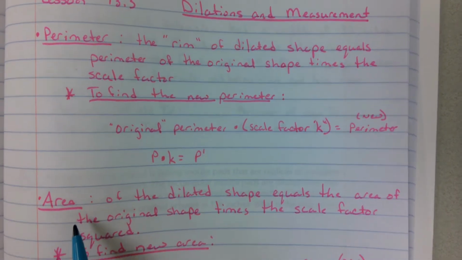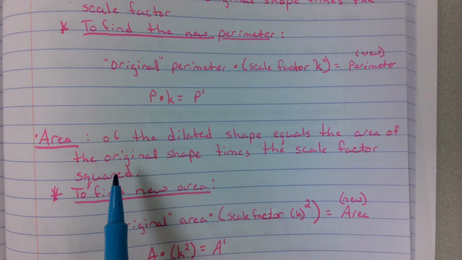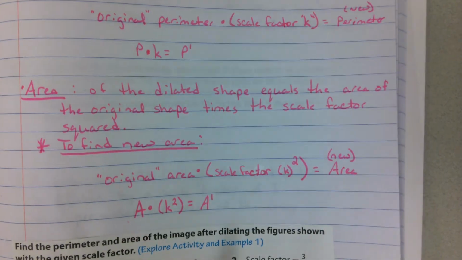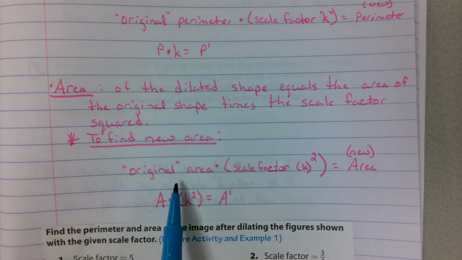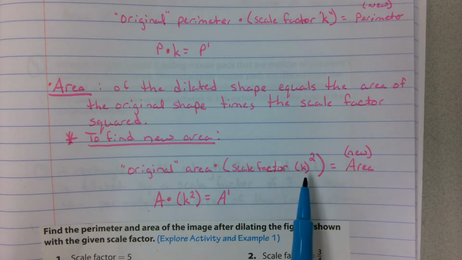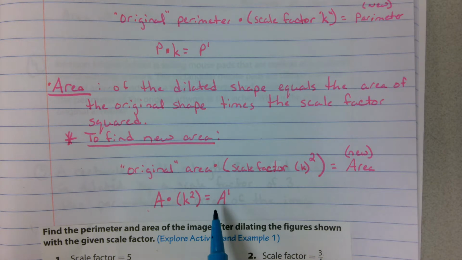shape. Area: the area of the dilated shape equals the area of the original shape times the scale factor squared. So to find the new area, you're going to take your original area multiplied times the scale factor squared, so k squared, and that'll give you your new area. Area times scale factor squared is equal to your new area of the dilated figure.